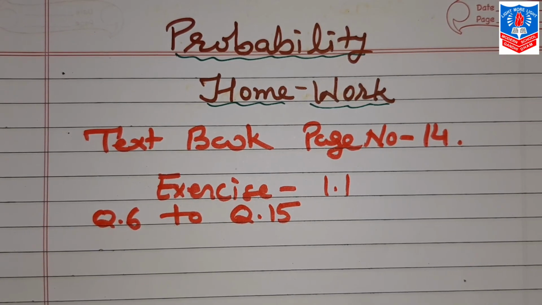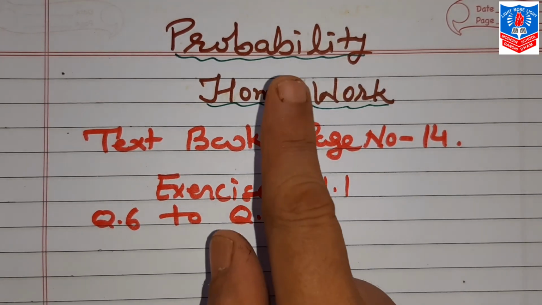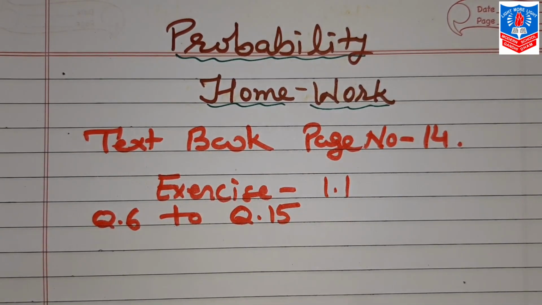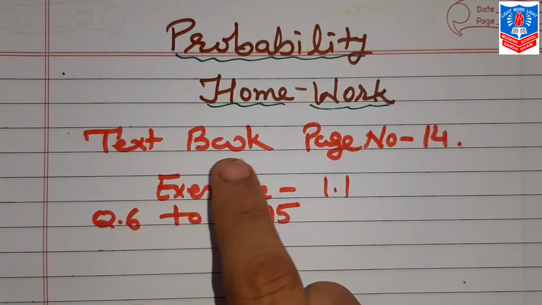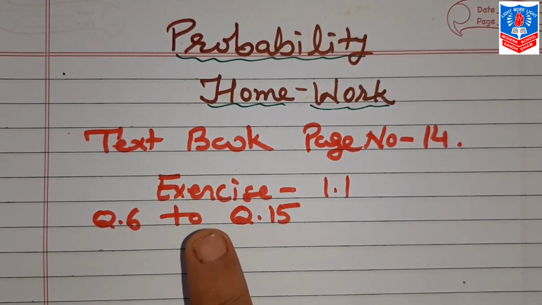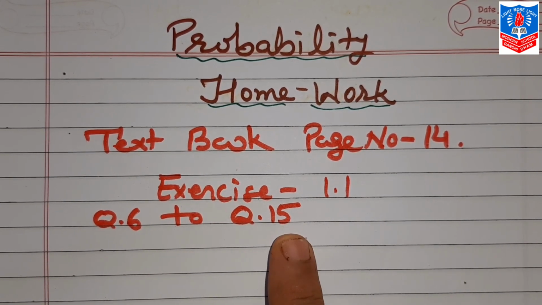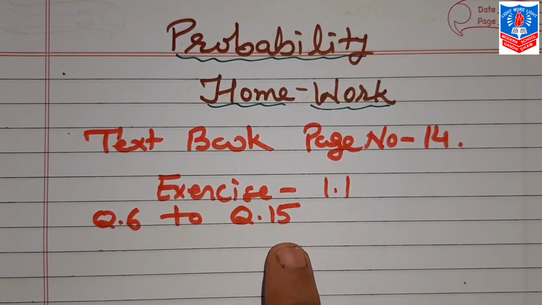Today's homework: probability chapter only. Now so many sums are there, so I have not written them, but you refer to your textbook, page number 14, exercise 1.1, from question number 6 to question number 15. Number of sums are more, but they are short sums. Please try and do it. It will help you to understand the sums based on probability.